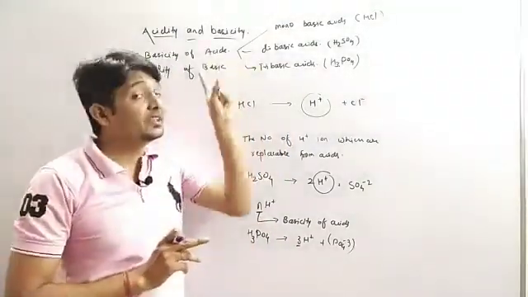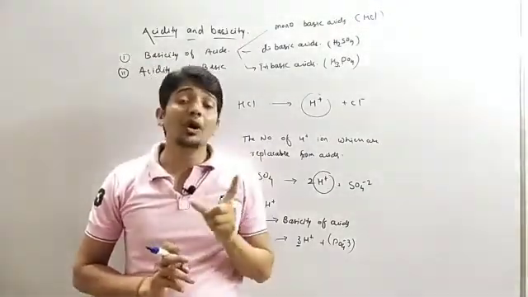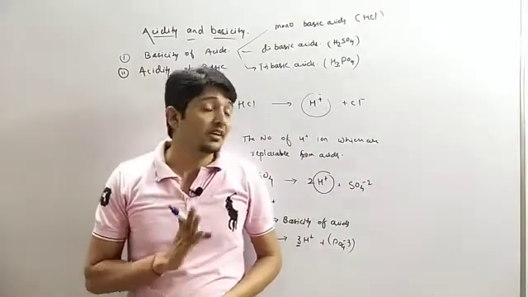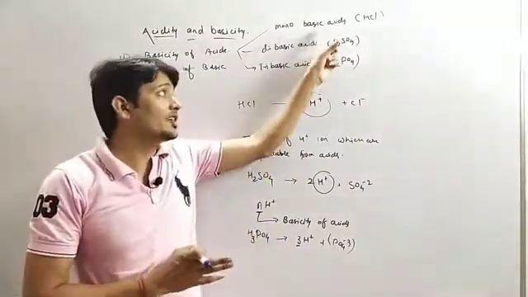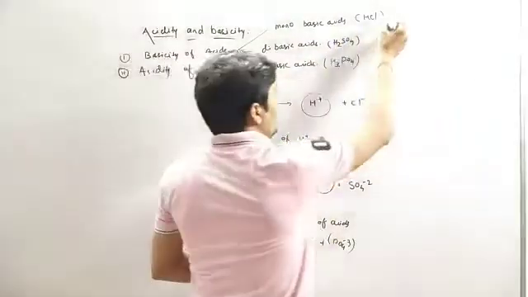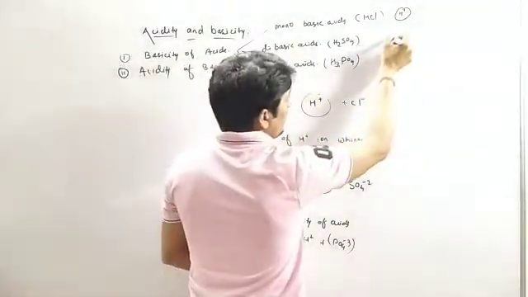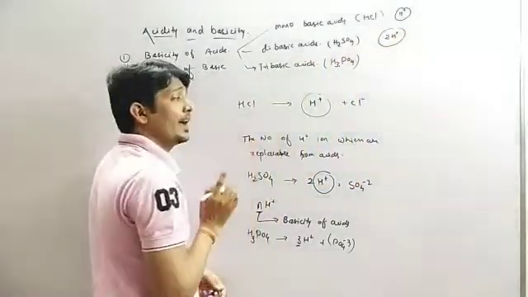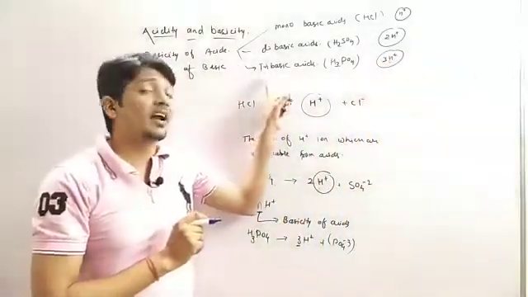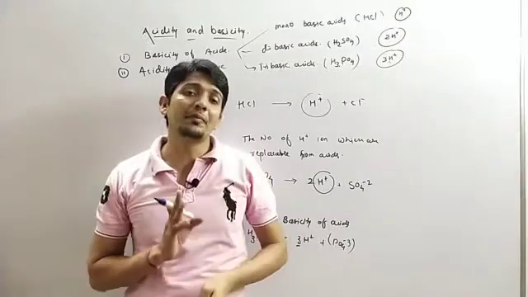I hope you have understood the basicity of the acid. What is basicity of an acid? The number of H positive ions which are replaceable from the acid is called its basicity, and on this basis we have three types. If we can replace only one H positive ion, it is a monobasic acid. If we can replace two H positive ions, it is a dibasic acid. From phosphoric acid we can replace 3 H positive ions, so it is a tribasic acid. Likewise we will understand the acidity of bases.